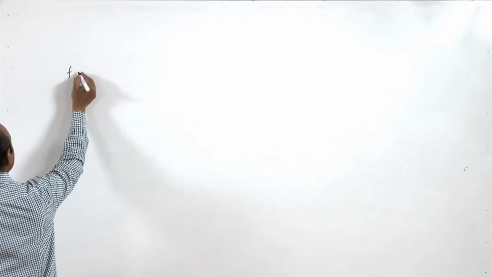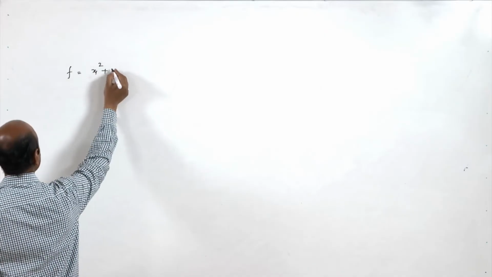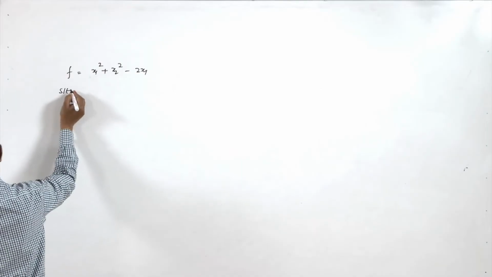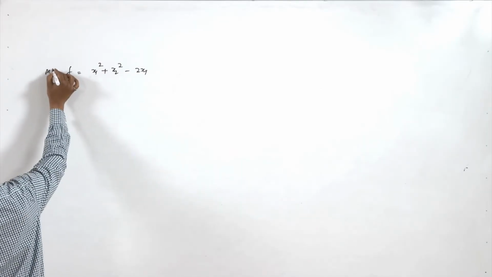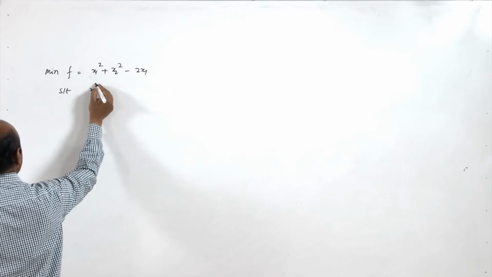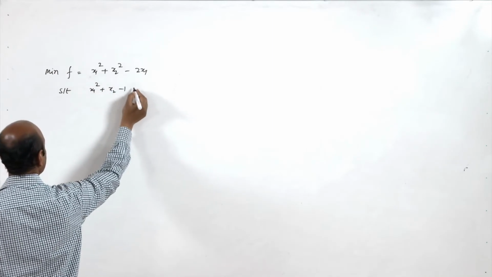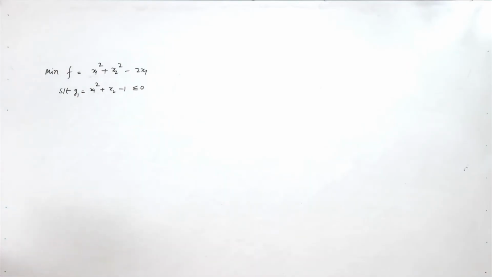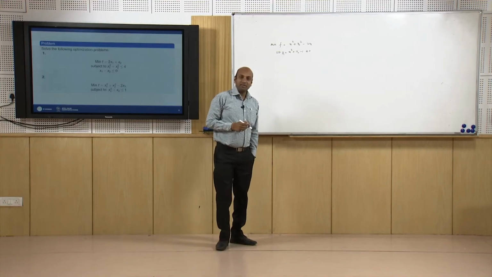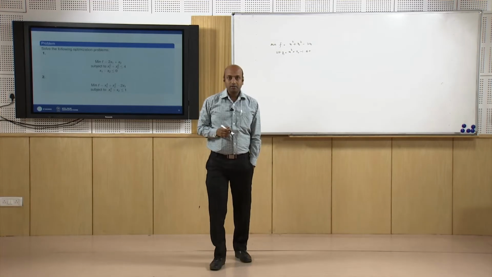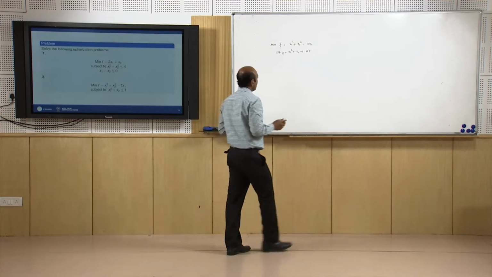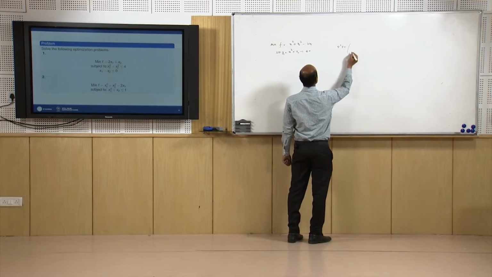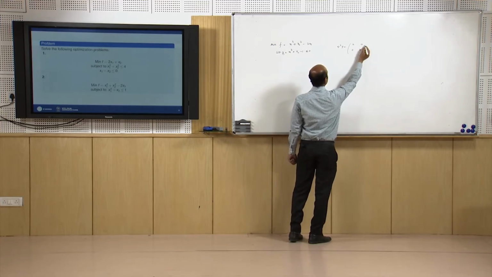What will be f here? F is nothing but x1 square plus x2 square minus 2x1, and it is minimizing f, subject to x1 square plus x2 minus 1 less than equal to 0. So, it is g1, the first constraint. First we will see whether the objective function and constraints are convex or not. What will be the Hessian matrix of f? It is 2 0 0 2.